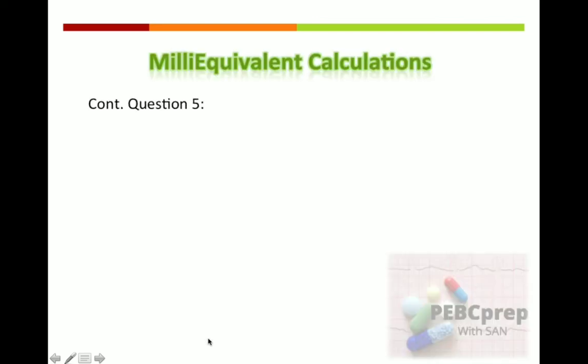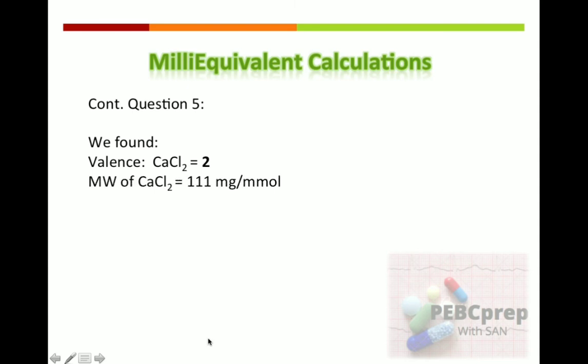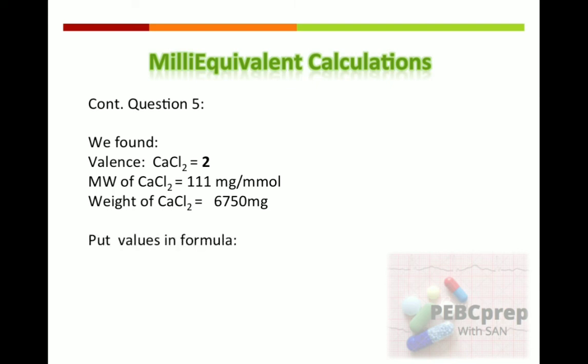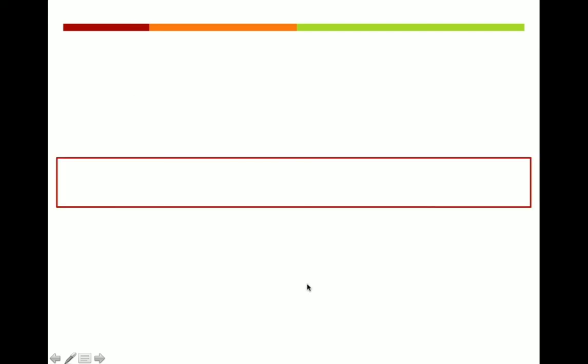Continue with the previous question. We found that the valency of calcium chloride is 2. Molecular weight of calcium chloride is 111 milligrams per millimole. And the weight of calcium chloride is 6750 milligrams. Now put everything in the formula. We got 121.62 milliequivalents.